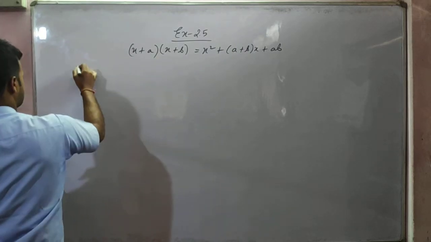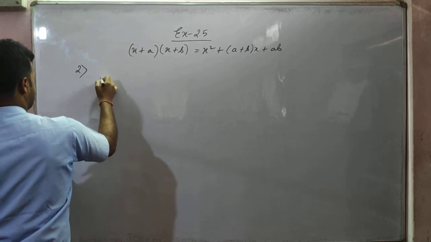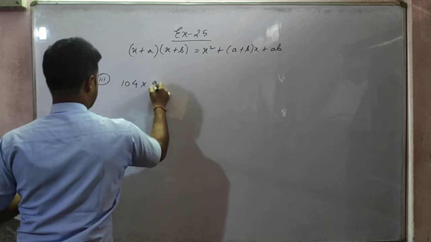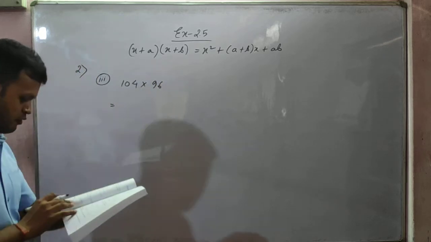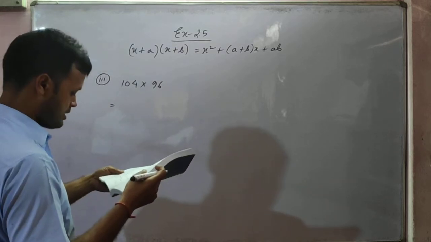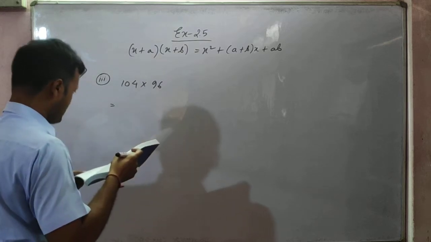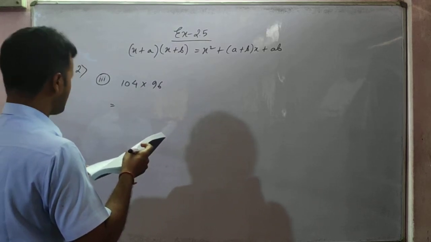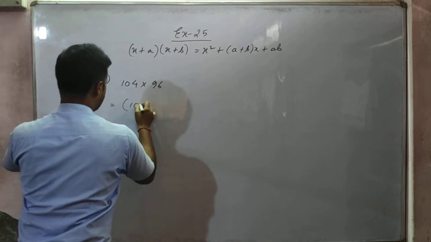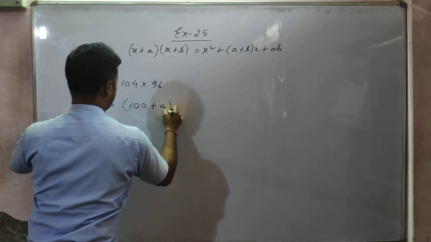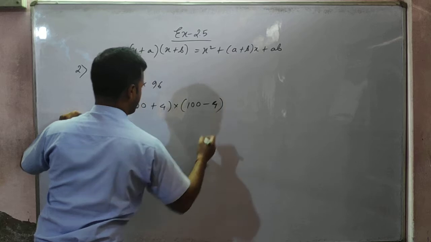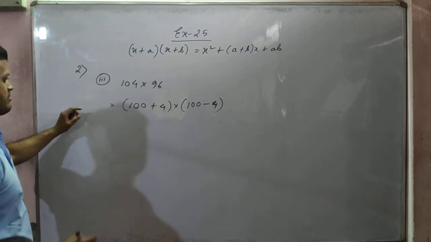From number 2, number 3, let us see. 104 into 96. Here also, same, you cannot multiply directly. So what we will do, students? 104 I will write 100 plus 4, and 96 I will write 100 minus 4.